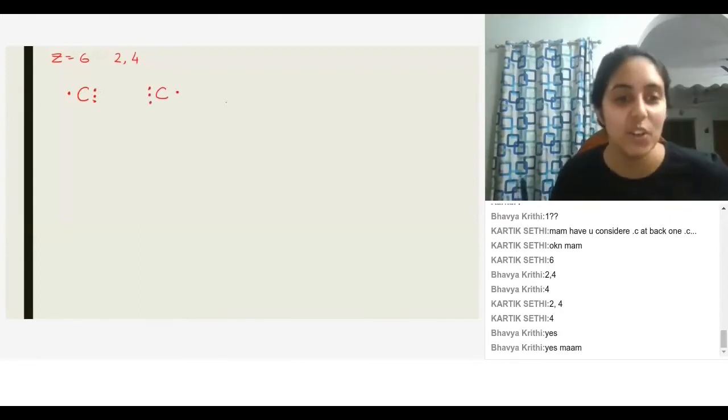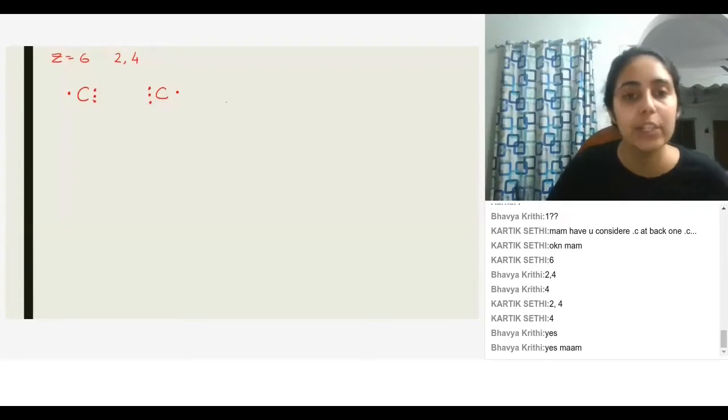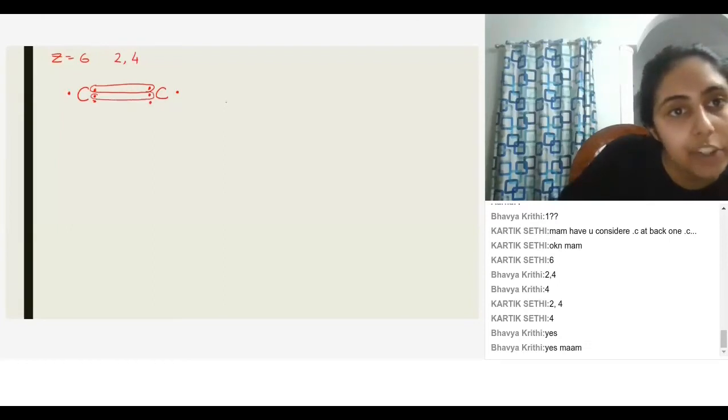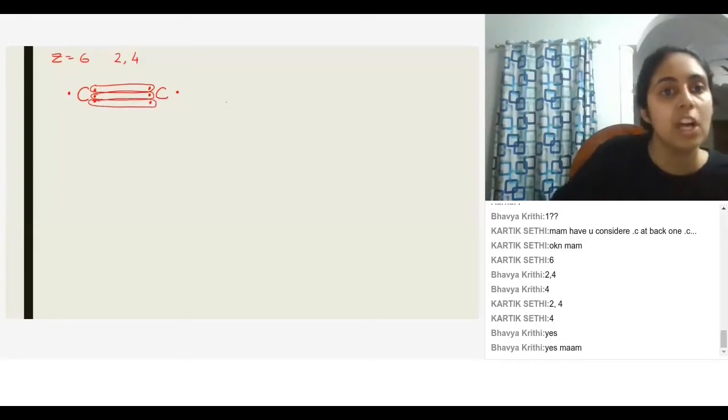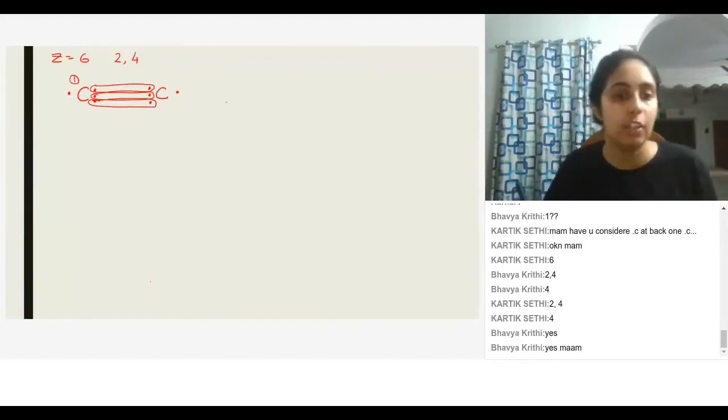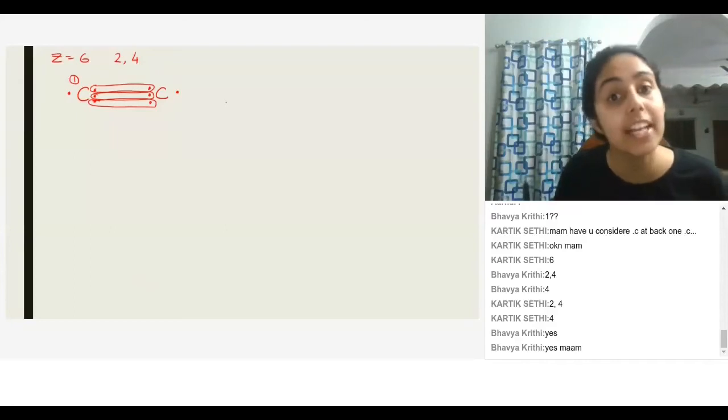All right. So now I'm going to share one electron of this carbon with one more electron of this carbon. Then I'm going to share one electron of this carbon with another electron of the second carbon. Then I'm going to share the first electron of this carbon with another electron of the second carbon. So now after sharing, how many electrons does the first carbon have?